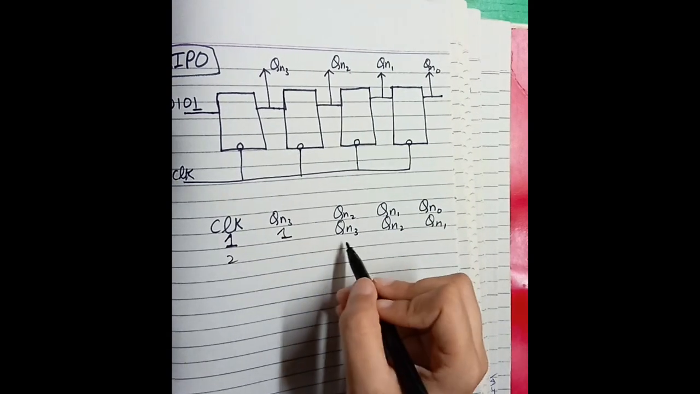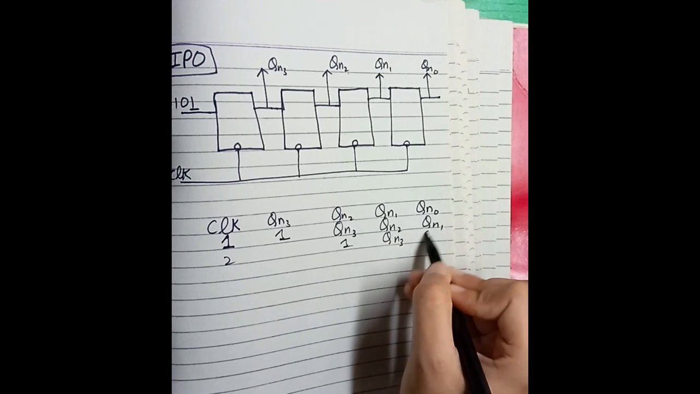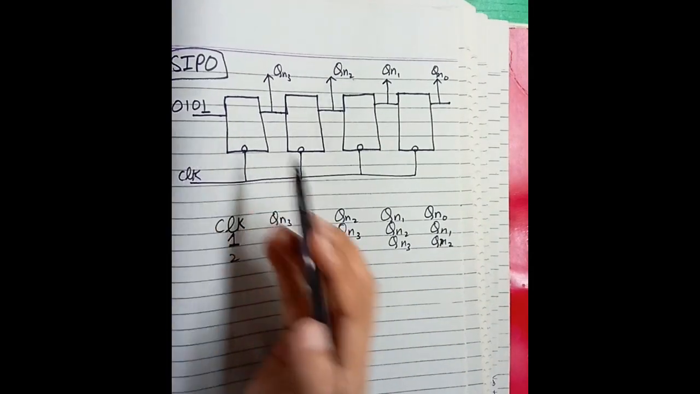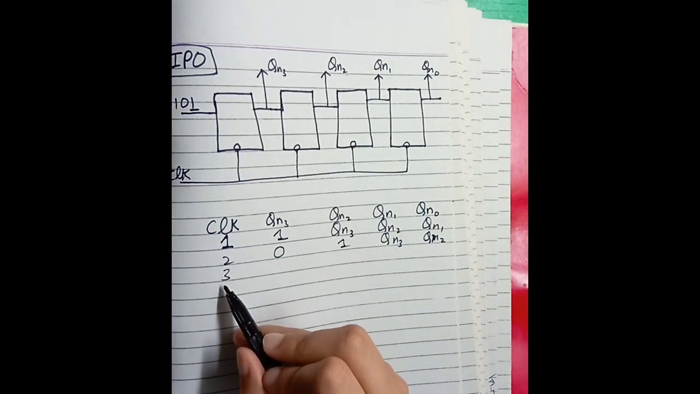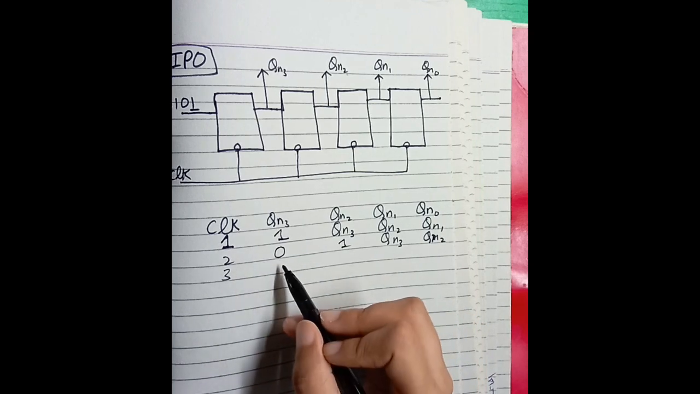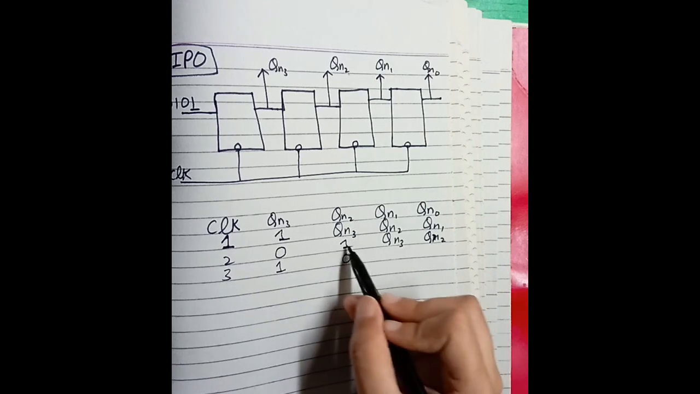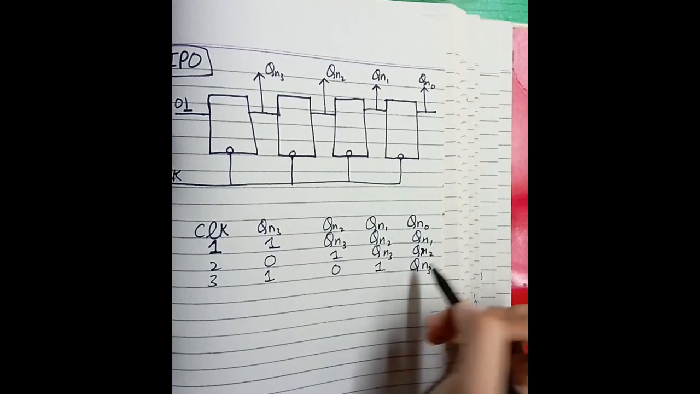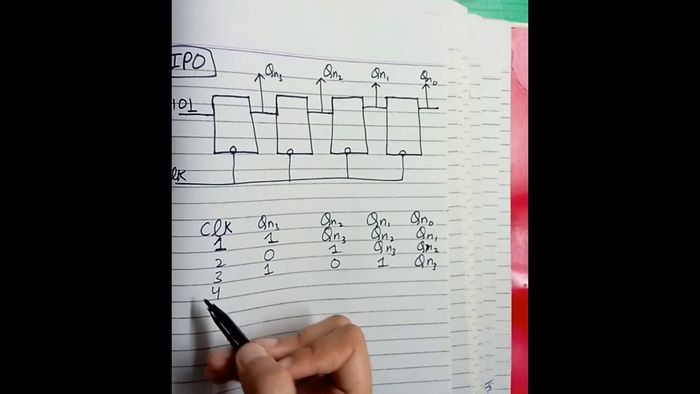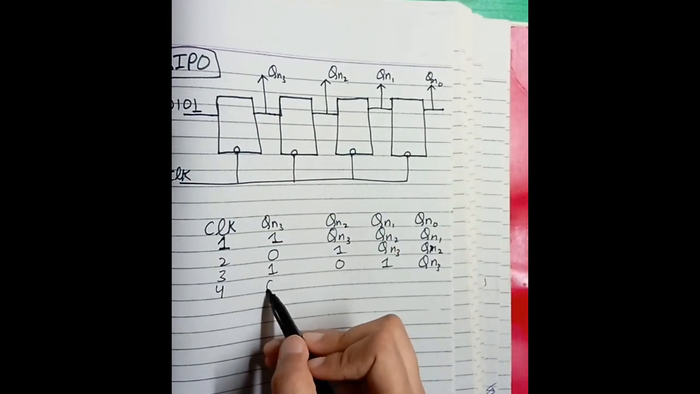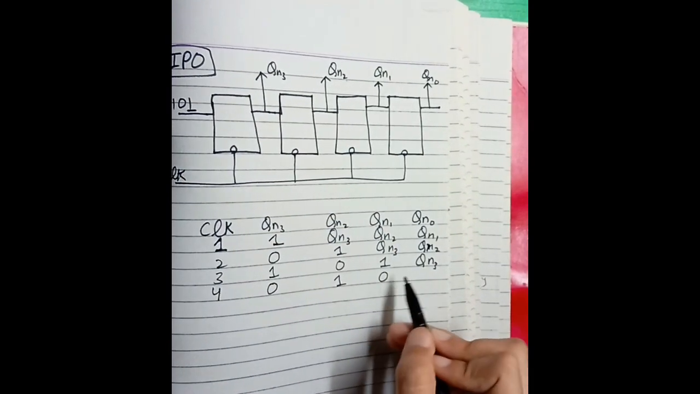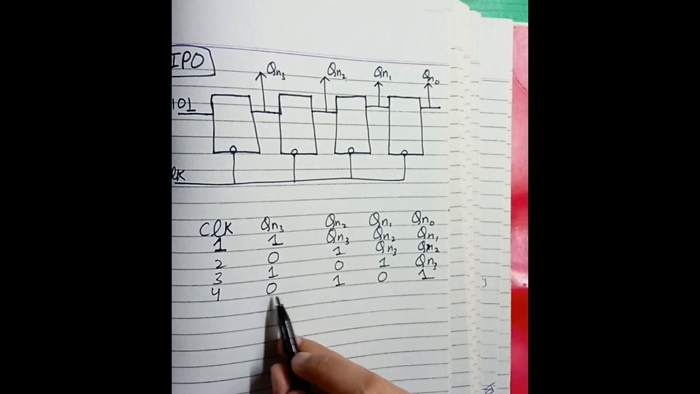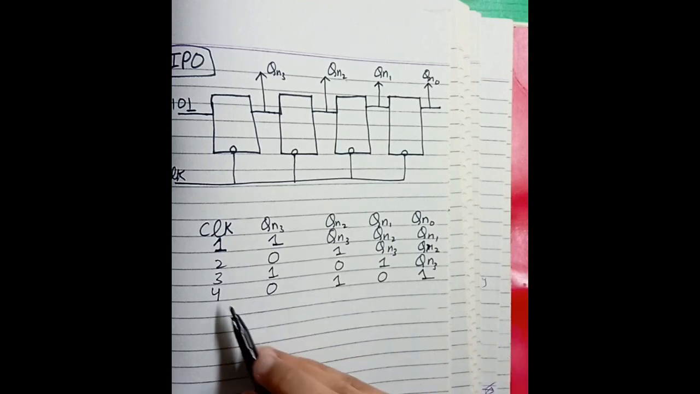On clock 2, 1 will move forward, Qn3 will move forward, Qn2 will move forward, and at the first place we have our next input, that is 0. On clock 3, we will have our next input, that is 1. This 0 will move forward, 1 will move forward, and Qn3 will move forward. For the fourth clock, our next input is 0. We will have 0, 1, 0, 1.